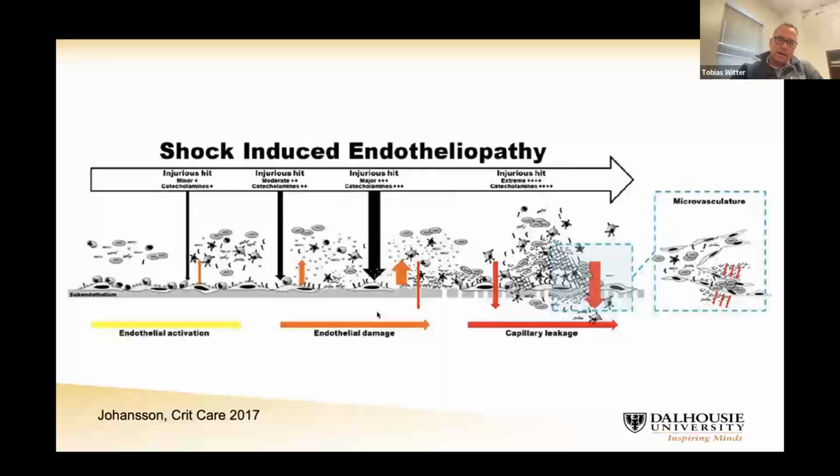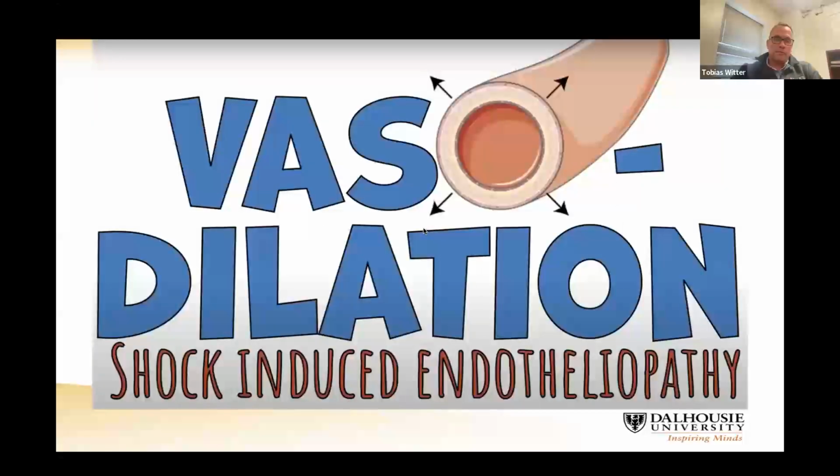On top of that, we have what's called shock-induced endotheliopathy, that the more severe our trauma and the more severe our catecholamine surge is, the more damage we do to our endothelium. We rip it off, we damage the glycocalyx, and with all of these things, we generate microthrombi and capillary leakage, and so on and so forth, potentiating the vasodilation we already have centrally, now peripherally, and making the situation worse.